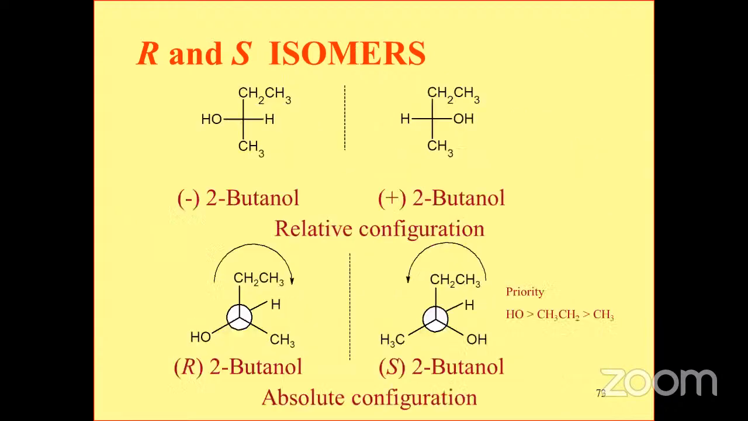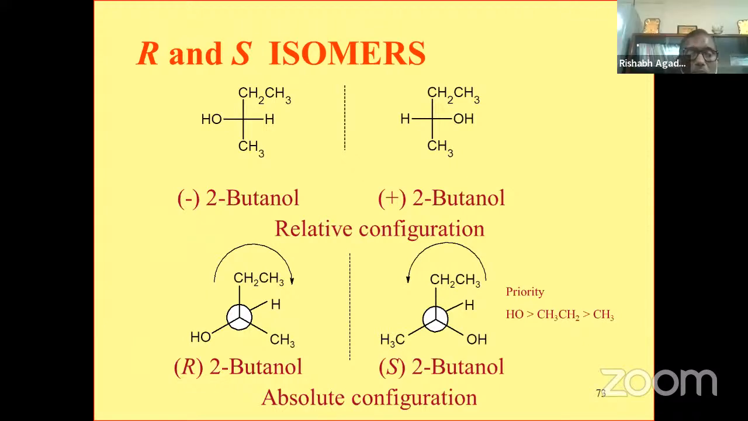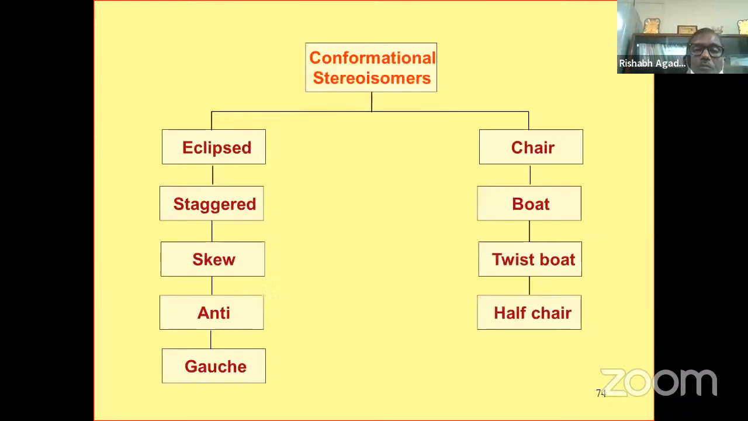Okay, thank you. Now these R and S isomers for butanol, you can have that absolute configuration and have that idea. These things will actually be required for drug molecules. I will show certain drug molecules at the end of my presentation. Now the configuration part is over. Now come to the conformational part.